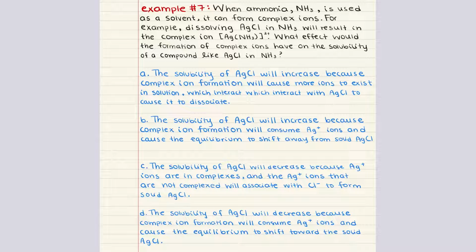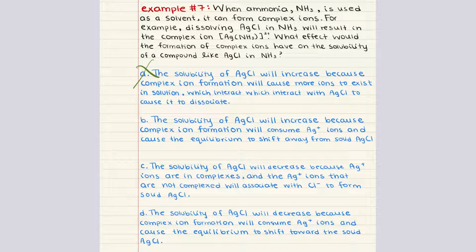So let's evaluate each of these options based off of that information. A says that the solubility of silver chloride is going to increase because complex ion formation will cause more ions to exist in solution, which interact with silver chloride to cause it to dissociate. Now, this option suggests that more ions in solution will interact with silver chloride to cause it to dissociate. The key mechanism is actually the consumption of silver ions and not the interaction with silver chloride. So this option is incorrect.